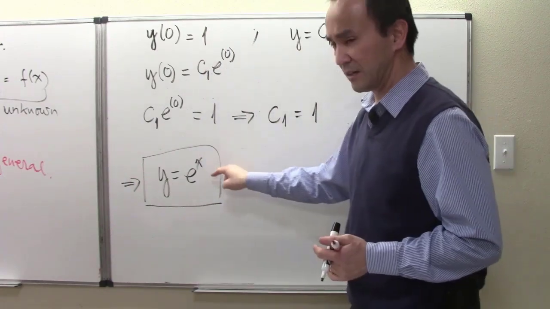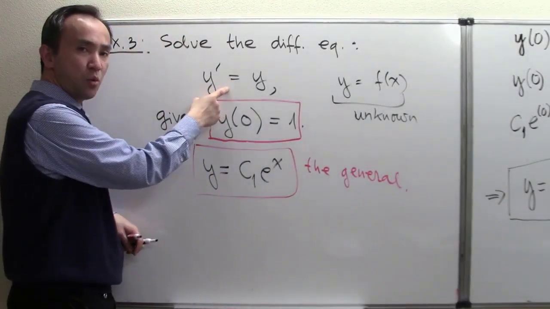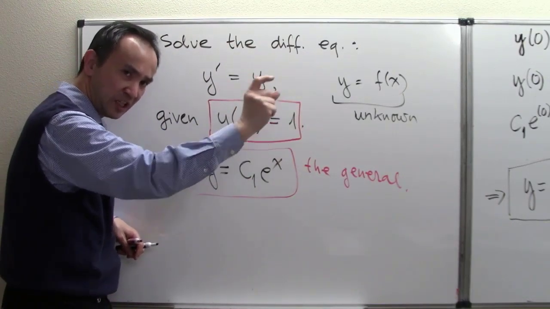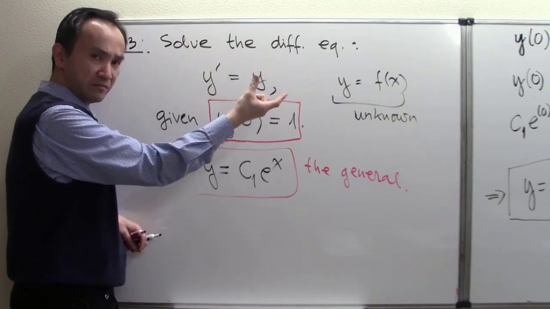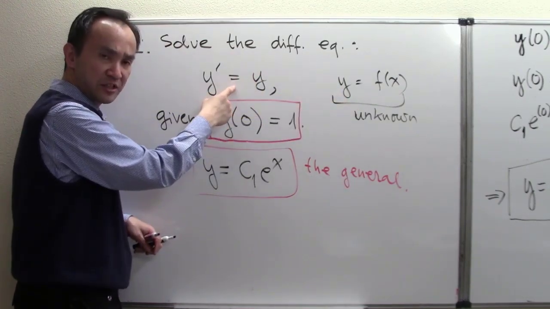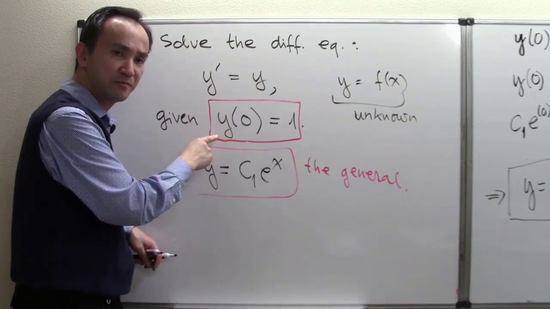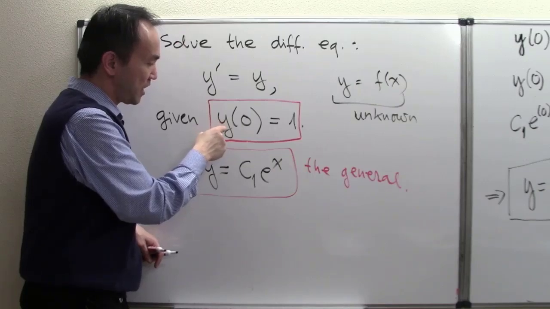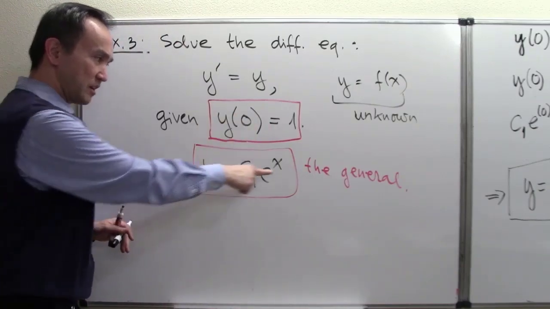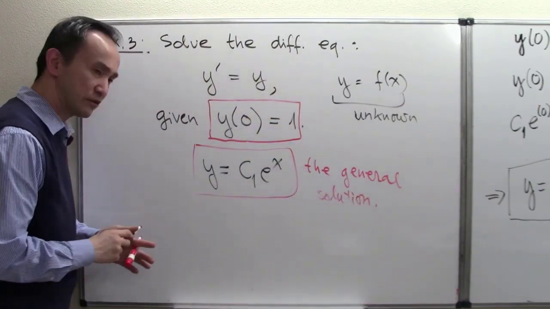So ladies and gentlemen, this is the actual solution that meets the equation here. The equation y equals e to the x with c1 specifically equal to 1. That function, that unknown function, is now found. It satisfies the differential equation, and further meets the requirement y of 0 equals 1. Okay, and so I'm still having the general solution here.